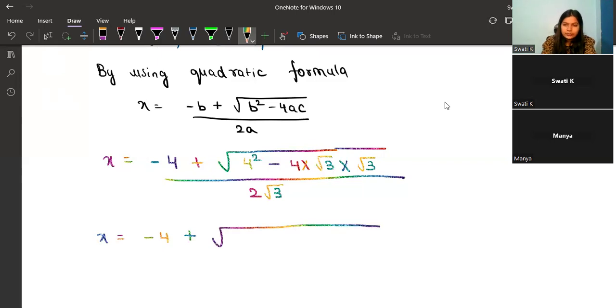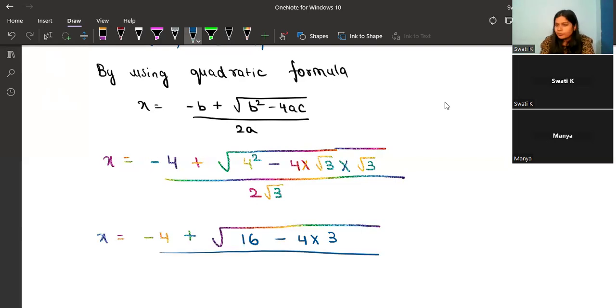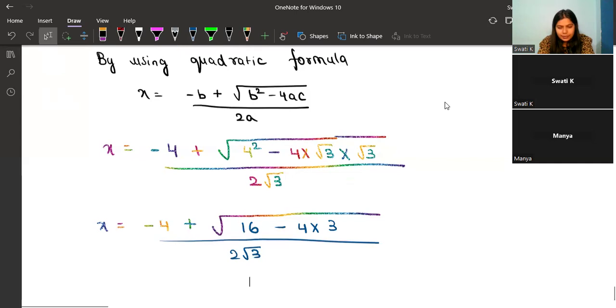Minus 4 plus root over, what is 4 square? 4 square will be 16, right? Minus 4 times, what is root 3 into root 3? 3. Very good. Root 3 into root 3 will become just 3, right? Is that clear? Upon 2 root 3, right? Next step.